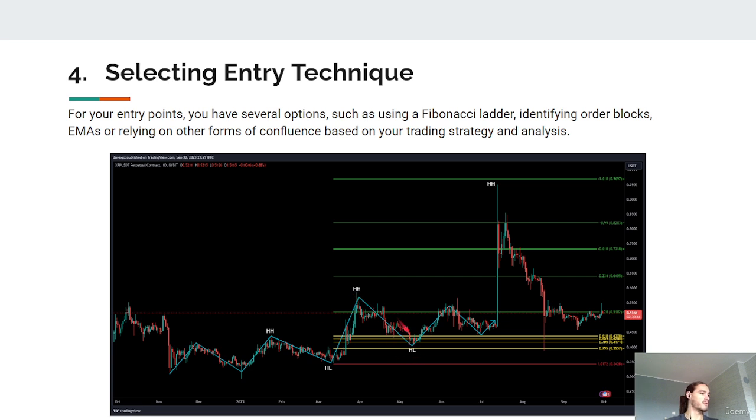So for your entry point, you can use, as we can see in this example, the Fibonacci ladder tool that we discussed in the previous strategy. We pulled from the low to the high, and we get our entry levels, and we want to get in on the retracement, and we place our stop loss below the previous low and target the high, or we can trade based on the Fibonacci ladder tool.